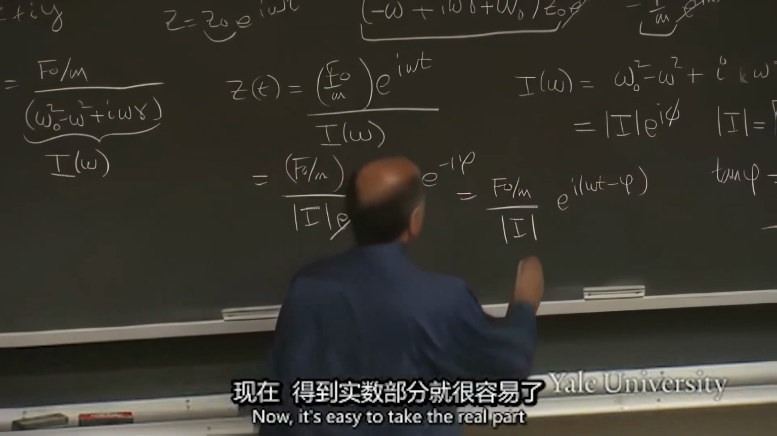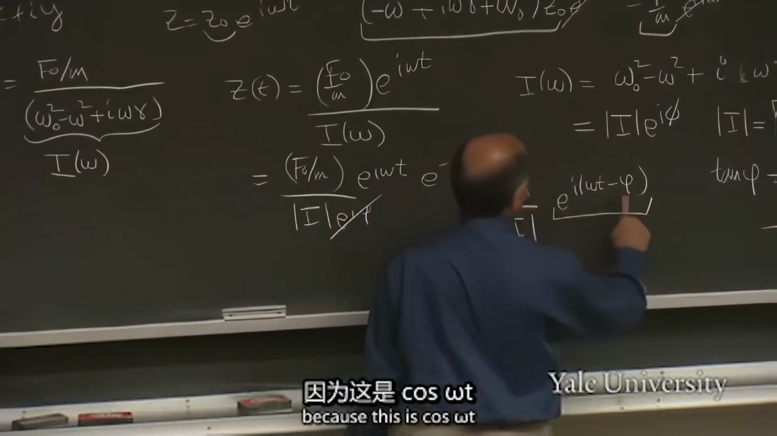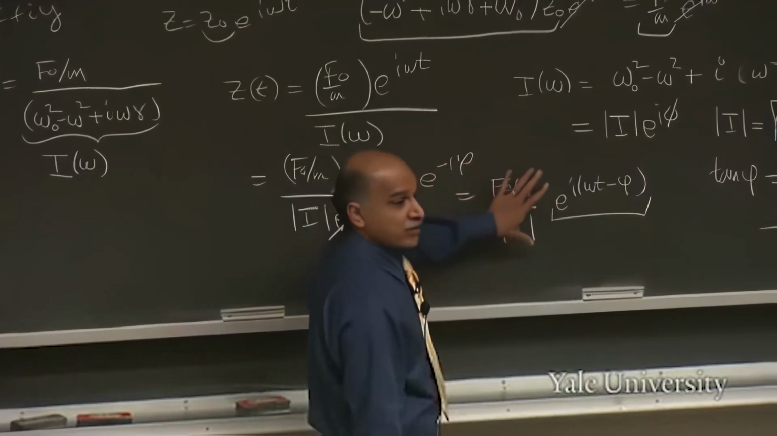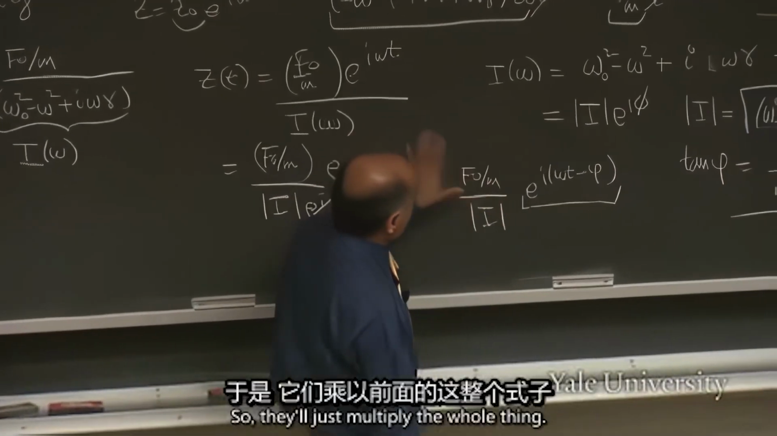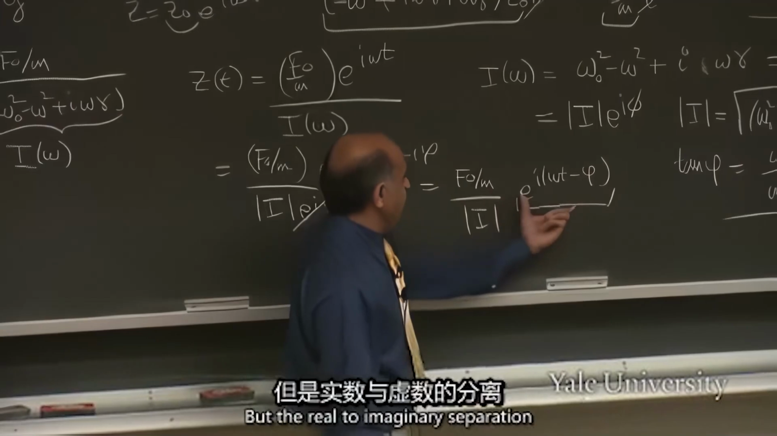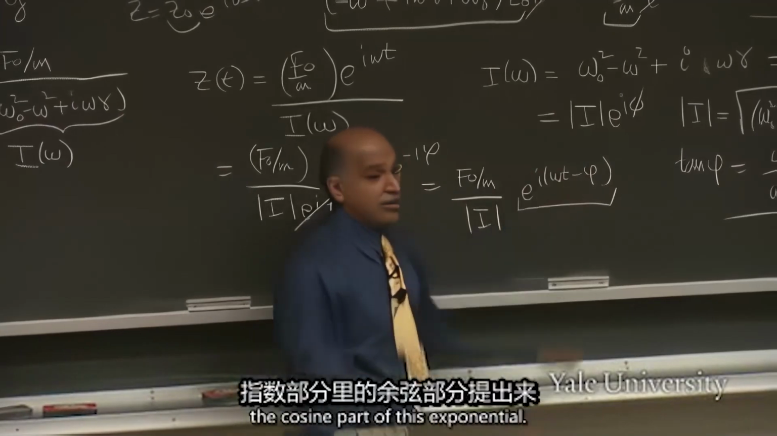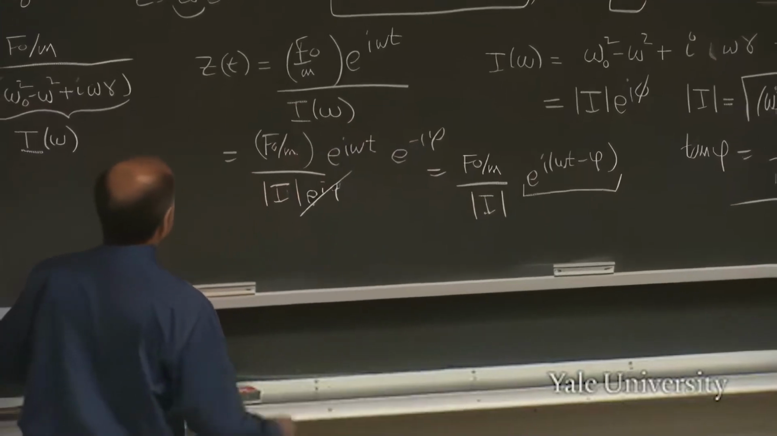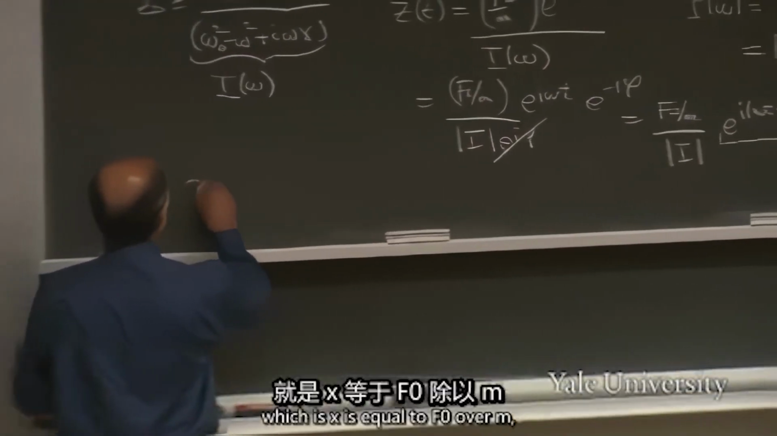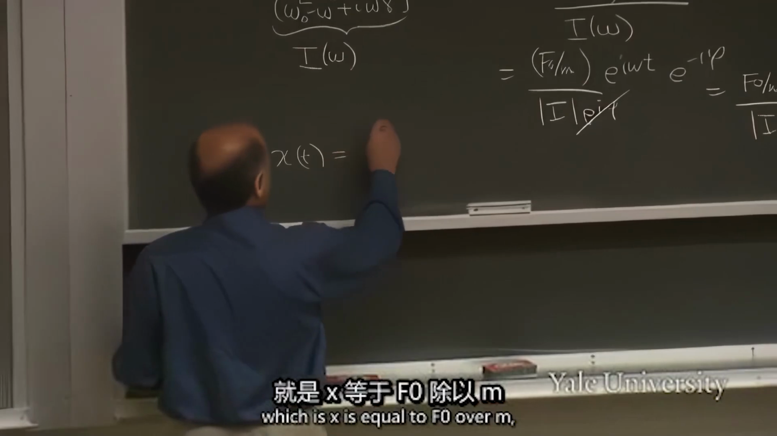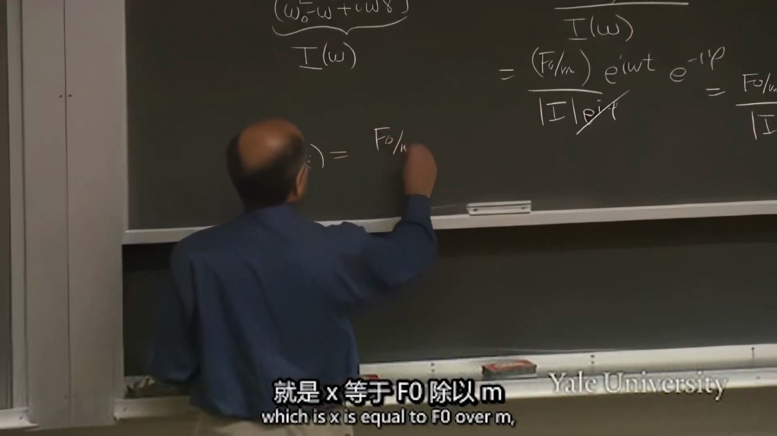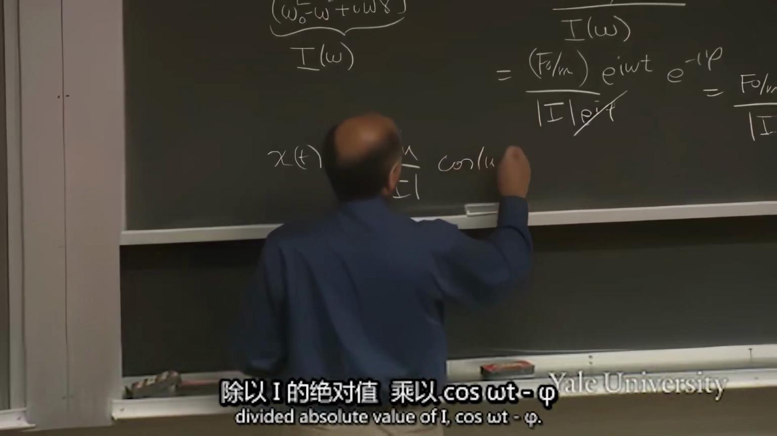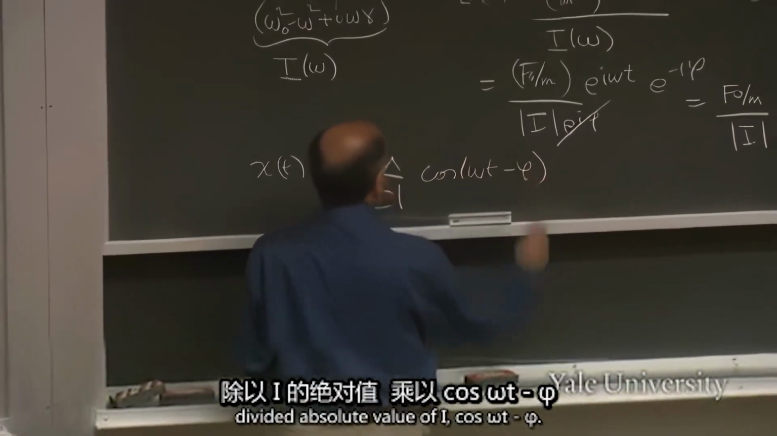Now it's easy to take the real part because this is cos(ωt − φ) + i sin(ωt − φ). These are all real numbers, so they'll just multiply the whole thing. But the real to imaginary separation now comes from just taking the cosine part of this exponential. And that is our final answer. That's the answer we've been looking for, which is x(t) equals F0/m divided by the absolute value of I, times cos(ωt − φ).